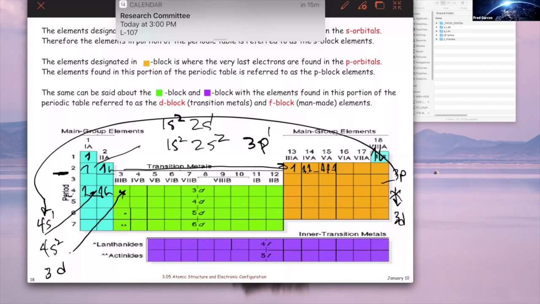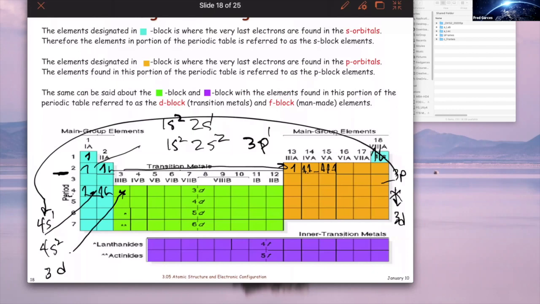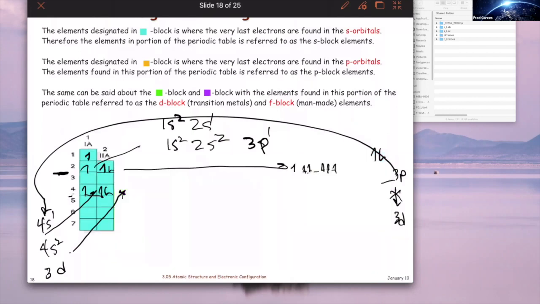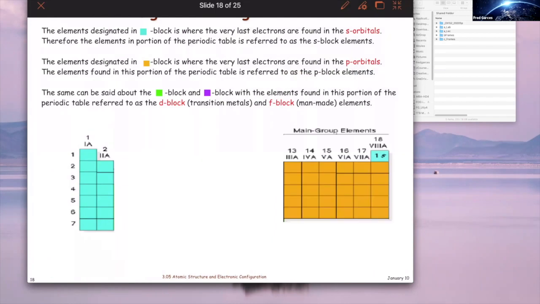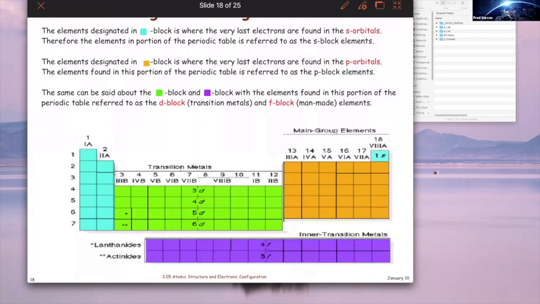So what you want to do is you want to be able to read electron configurations, okay? You want to read electron configurations based on the periodic table. And you want to remember the blocks. So let me go ahead and show you how that's done. Okay, that's your S block, that's your P block, that's your D block, that's your F block.